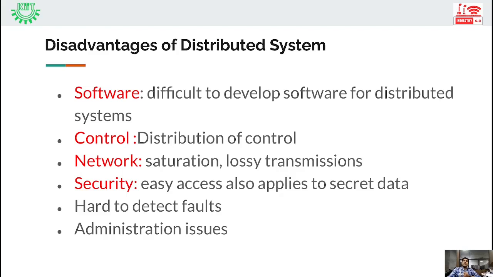Then security is another major issue. Another issue is hard-to-detect faults. Then administration issues could also be present in distributed computing systems.